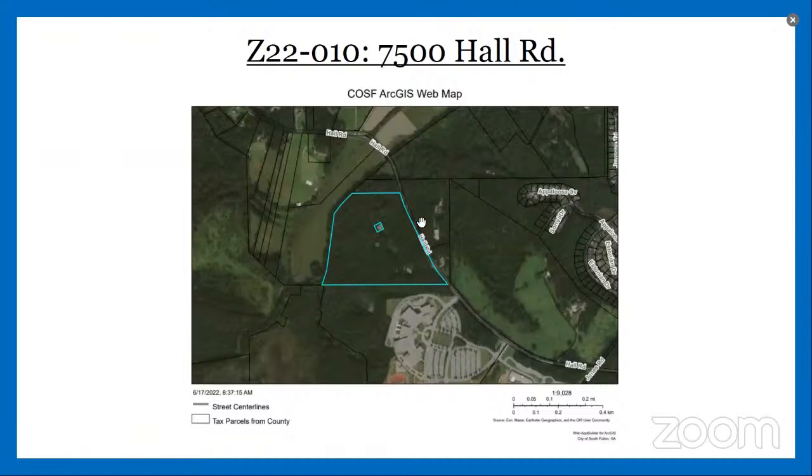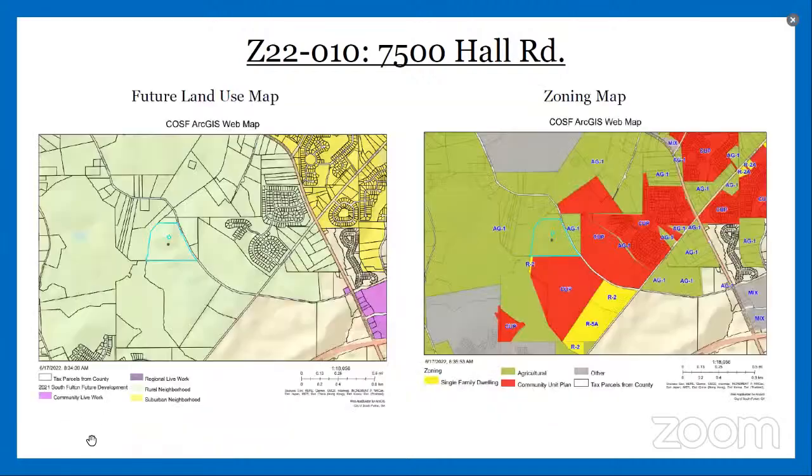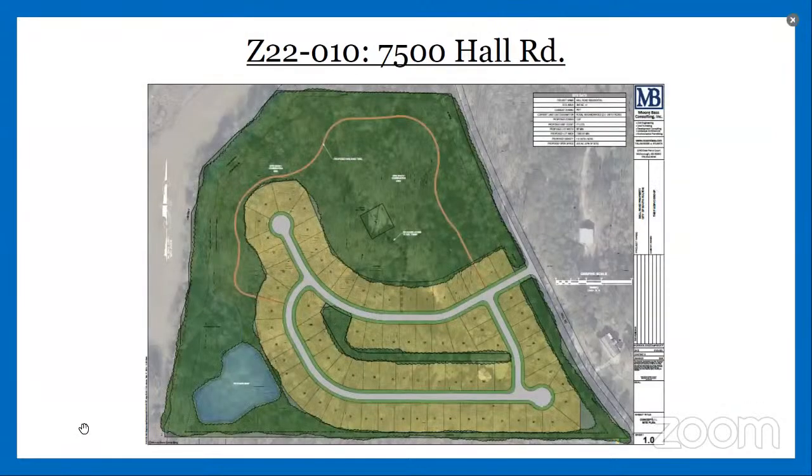This is the location of the site on Hall Road. You can see that it's heavily wooded and undeveloped at this time. And so here you can see that the future land use is rural neighborhood, and then farther away is suburban neighborhood 2. And at this intersection is mixed use. As a reference, this is where the Publix is, right here on Campbellton Fairburn Road. And so we would go north along Campbellton Fairburn Road, and then make a left here, and then make a left on the Hall Road to get to the site.